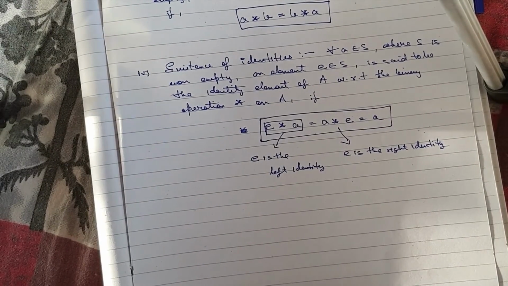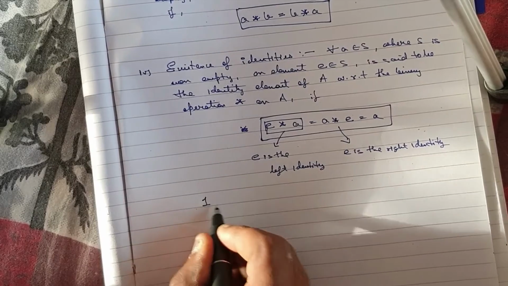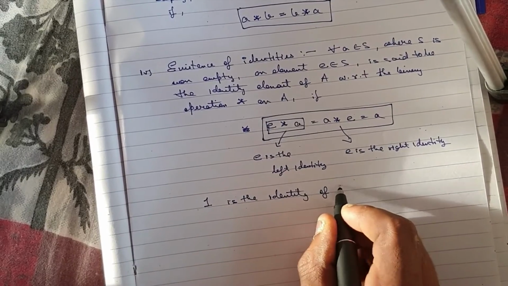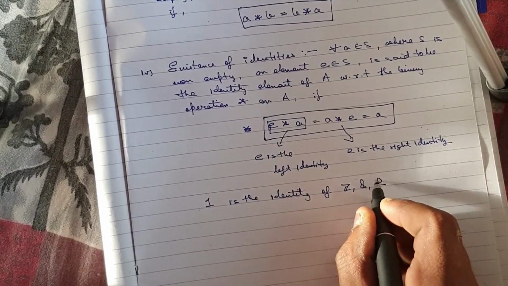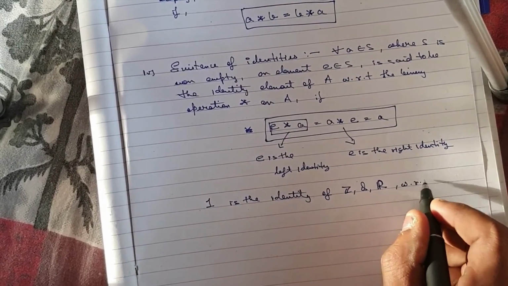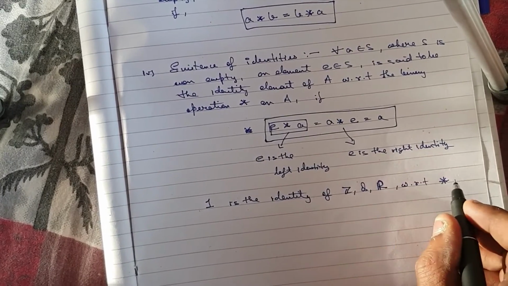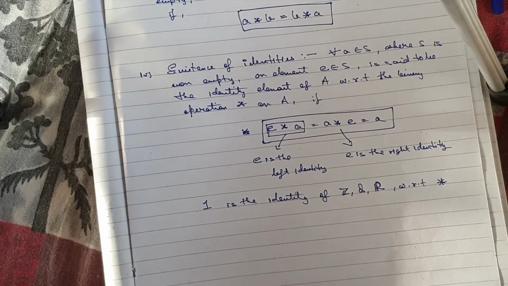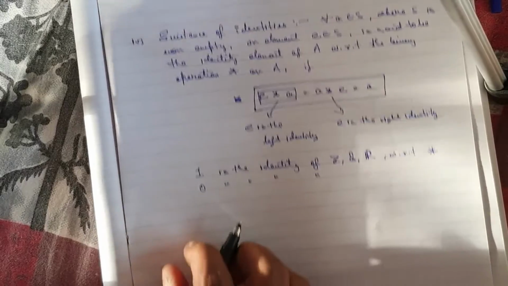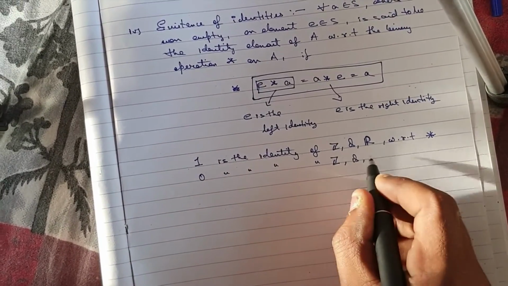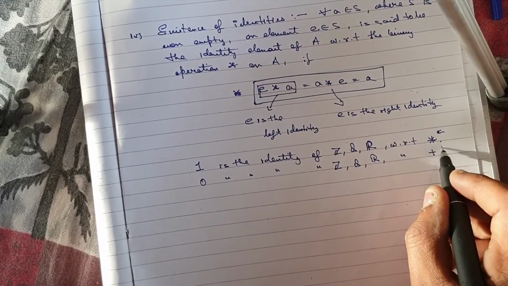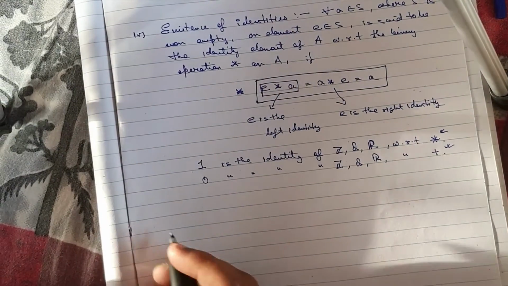Now there are many examples of identity. For example, 1 is the identity of Z, Q, R, that is the set of integers, set of rationals, set of reals, with respect to the multiplication operation, and 0 is the identity of Z, Q, R with respect to the addition operation. This is the multiplication operation, this is the addition operation. Okay, so this is the existence of identities.